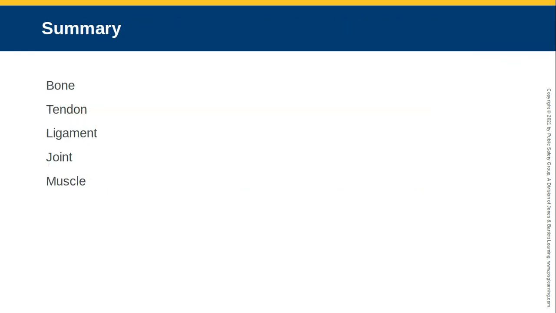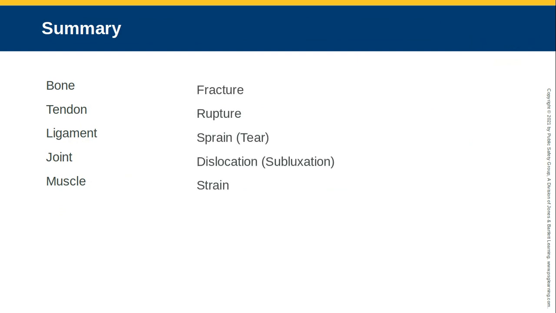Let's summarize. In the column on the left, we have common structures: bones, tendons, ligaments, joints, and muscles. Each one of those has a particular function, and associated with those are the injuries: bones, fracture; tendons, rupture; ligaments, sprain or tear; joints can dislocate; and muscles can strain.